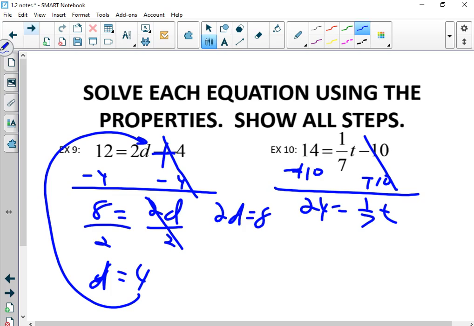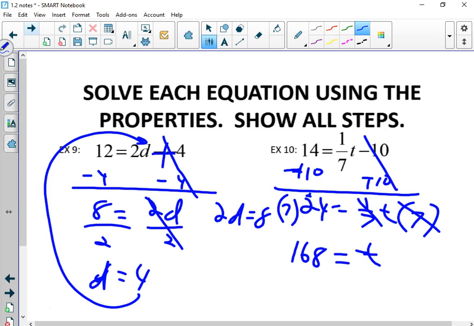Now, we want to get rid of the 1/7. We do that by multiplying by the reciprocal. The reciprocal is 1/7 flipped, so 7 over 1. But it's silly to write 7 over 1 because that's really just 7. The 7 cancels that, and we're left with t equals 7 times 4 is 28, 14, 168.